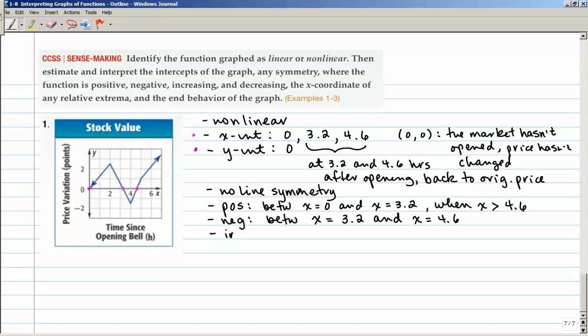Where is the graph increasing? So where is it going up? On this segment right here, between x equals 0 and x equals 2. And it's also going up, even though this part right here is below the x-axis, it is going up on that interval. And actually it doesn't end, it keeps going, when x is greater than 4.